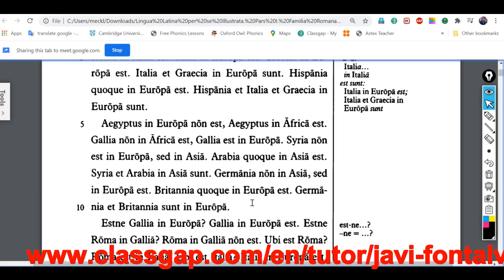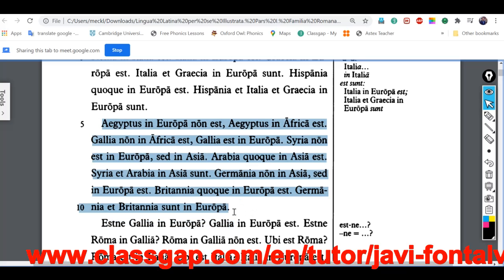Ahora, try G, tenta. Germania. Always hard G, like in gate, okay? Germania non in Asia, sed in Europa est. Britannia, yeah. Doble N, sí. Quoque in Europa est. Germania et Britannia sunt in Europa.